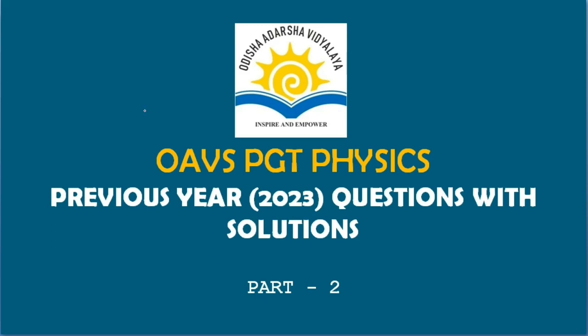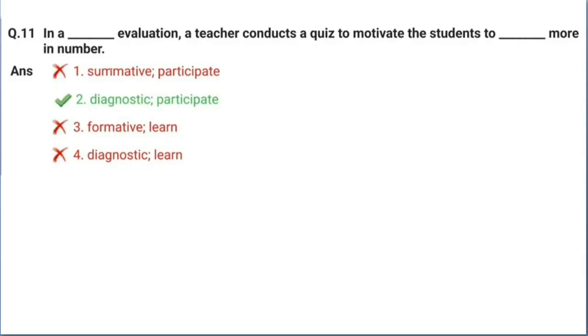Okay, so let's start our question number 11. In question number 11, what is given? Which type of evaluation is it when a teacher conducts a quiz to motivate the students to participate more in number? The first option is summative, participative; second is diagnostic, participative; third is formative, learn; fourth is diagnostic, learn.